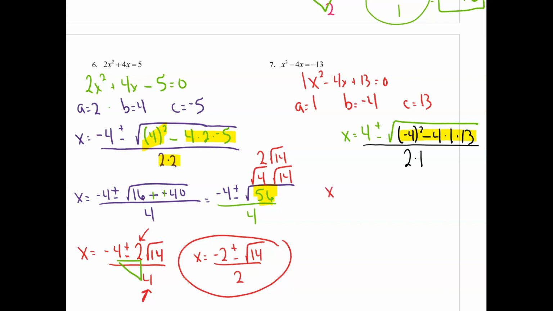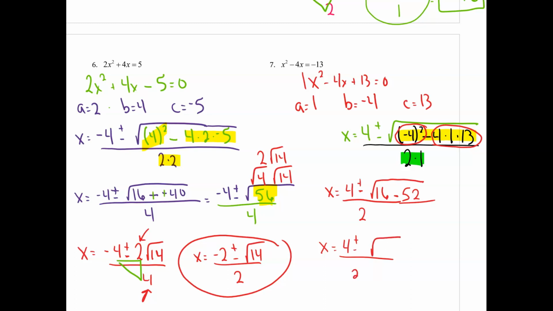So moving on down, it's going to go x equals 4 plus or minus. I'm going to go ahead and get that denominator right here down to one number, 2 times 1. So I'm going to change it into 2. And now working on that discriminant. So first I will do my -4 squared right here, 16. And then I'm going to subtract, and I'll do my multiplication. So 4 times 1 times 13, which is 52. Moving on down, it's going to go 4 plus or minus over 2. And when you take 16 and you subtract 52, I actually end up getting a -36.